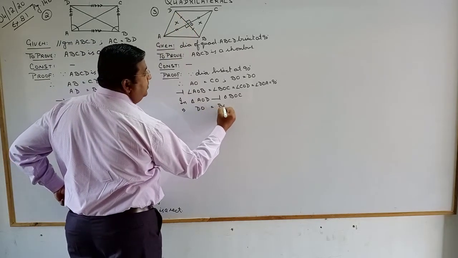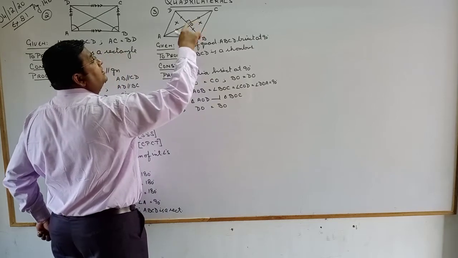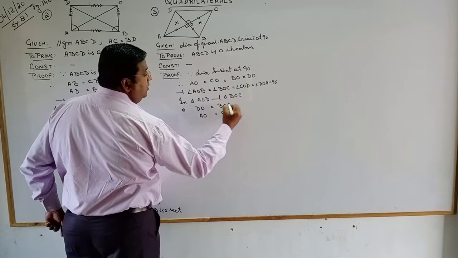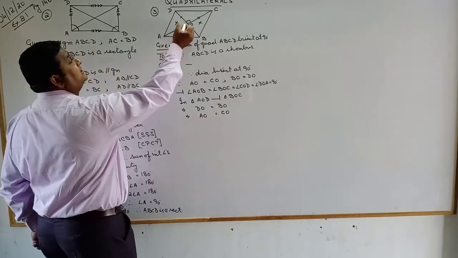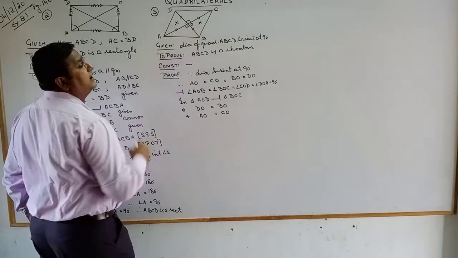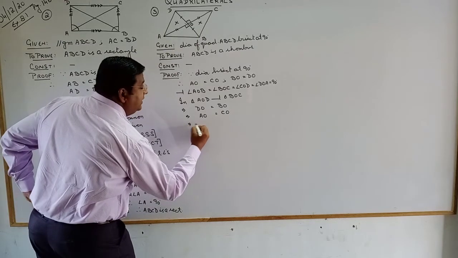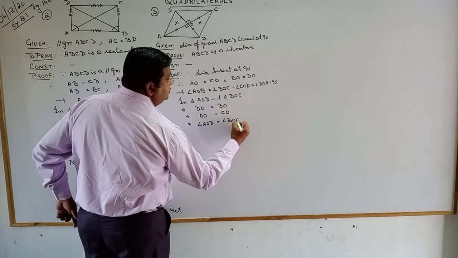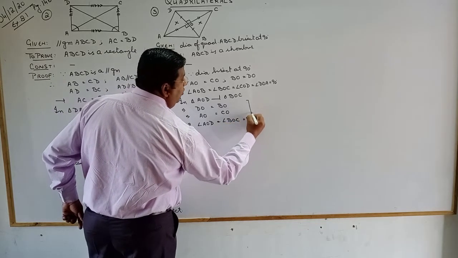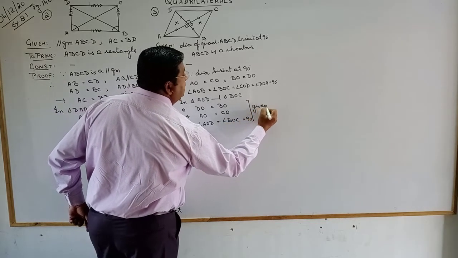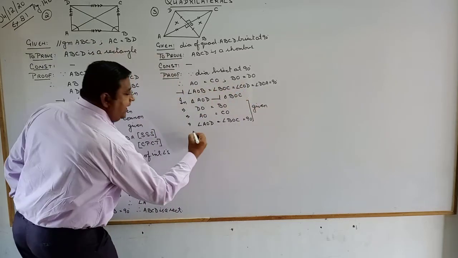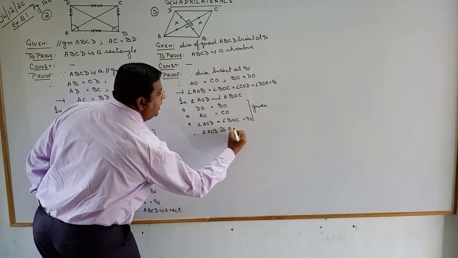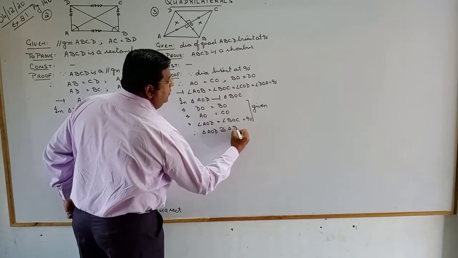In triangle AOD and triangle BOC, is DO equal to BO? DO equals BO, given to us. Is AO equal to CO? AO equals CO, given to us. And is this angle equal to this angle? Angle AOD equals angle BOC equals 90. All these three things are given to us in the question. Can you see that? So therefore, triangle AOD is congruent to triangle BOC.